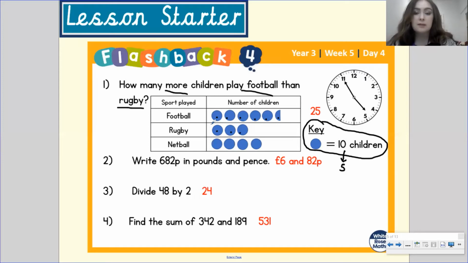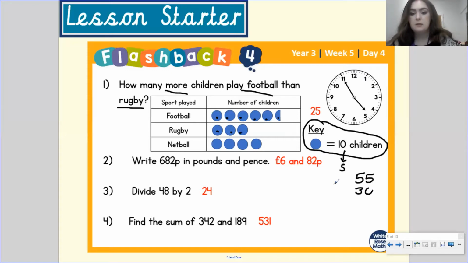So what we're going to need to do is we need to see how many children play football, and then take how many play rugby away from it. So let's count up in tens. 10, 20, 30, 40, 50, add 5 is 55. And then 10, 20, 30.